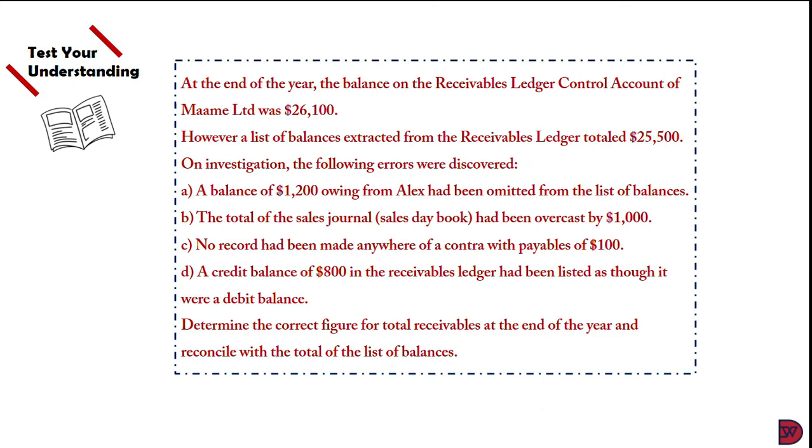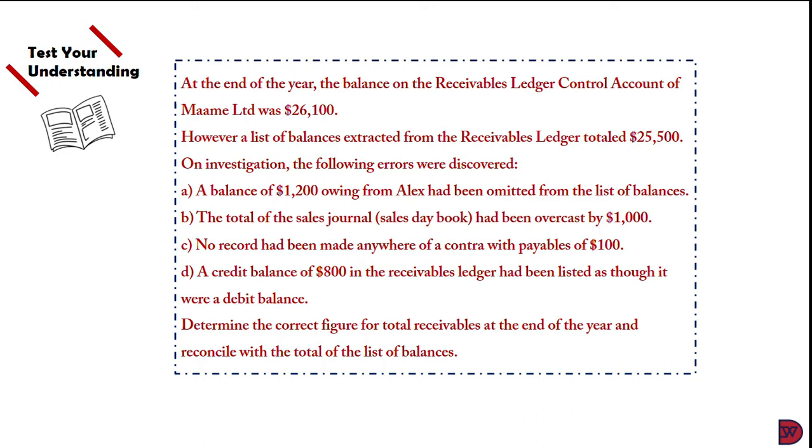Let's test our understanding with the reconciliation. So at the end of the year, the balance on the receivables ledger control account of Mami Limited was $26,100. However, a list of balances extracted from the receivables ledger total $25,500. So there is a difference. On investigation, the following errors were discovered.